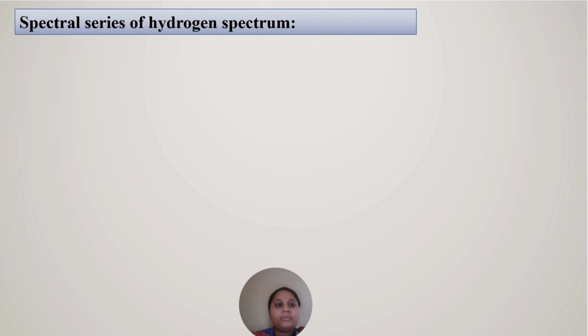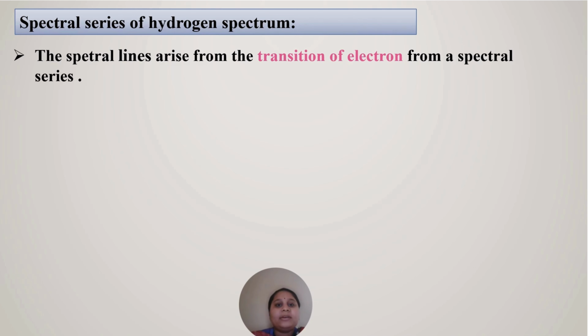In the previous class, we studied the different spectral lines. So we'll continue with the spectral series of hydrogen spectrum. The spectral lines arise from the transition of an electron. So, how an electron is excited from the ground state to the excited state indicates the formation of the line, that is the spectrum.